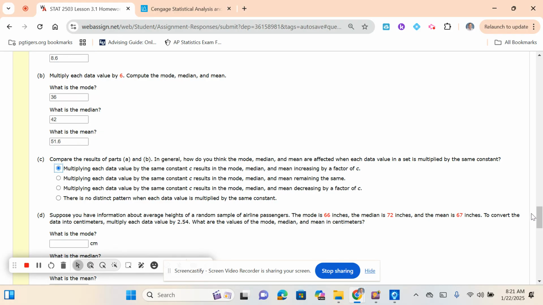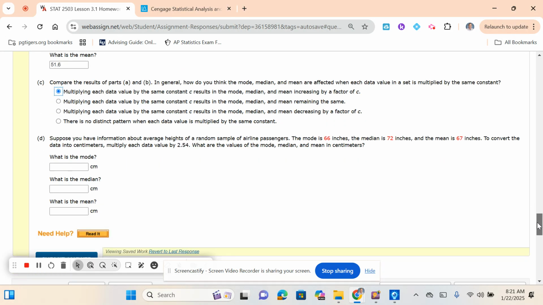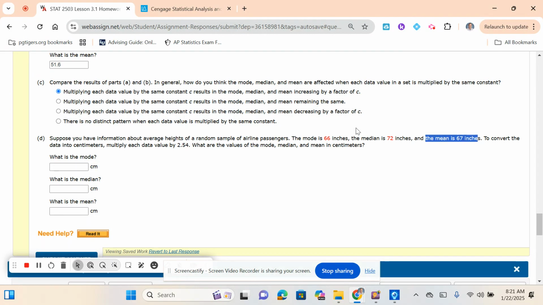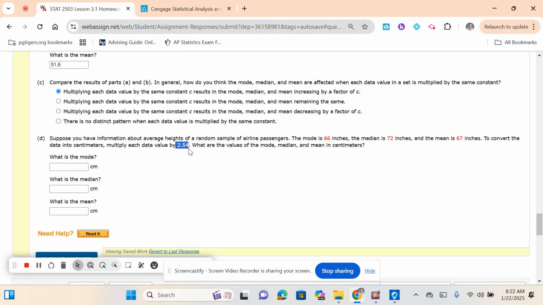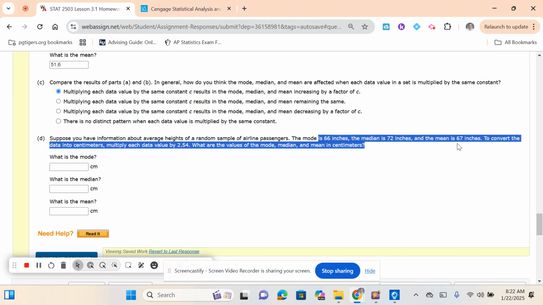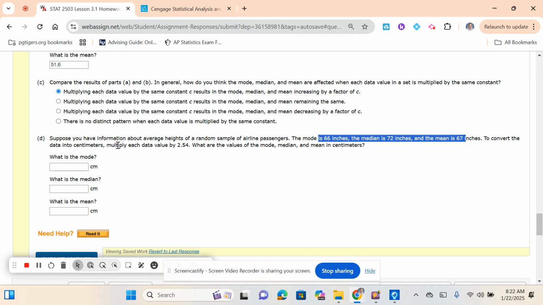Now we've got a little bit of an interesting situation here. The mode is 66 inches, the median is 72, and the mean is 67. So we're given new information here. To convert the data set to centimeters, we're going to multiply each value by 2.54. So how would I find the mode, median, and mean of the new distribution in centimeters? To convert inches to centimeters, multiply by 2.54. So what will I do with these three values?